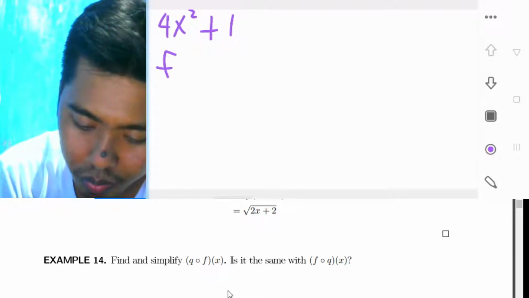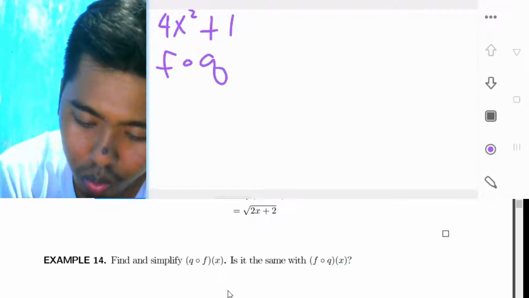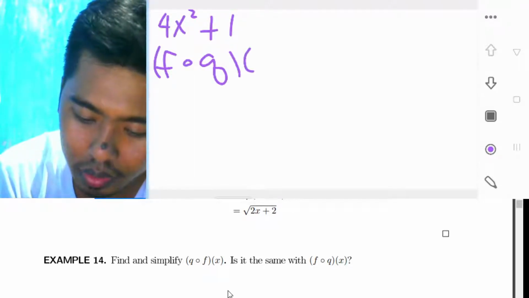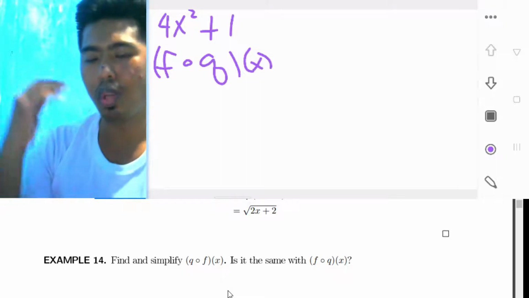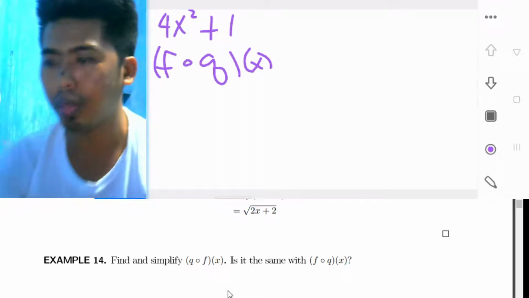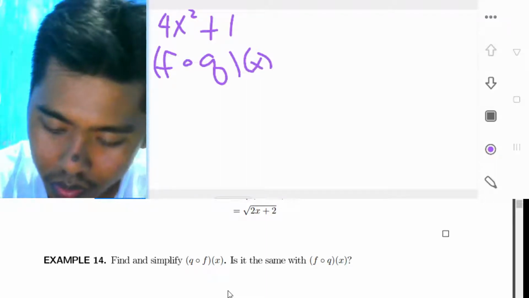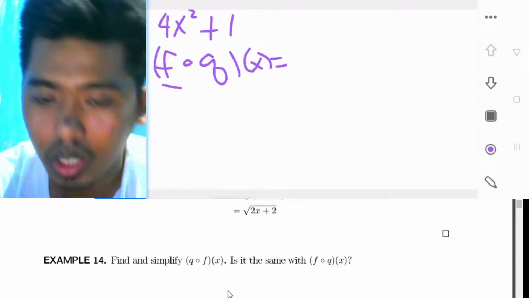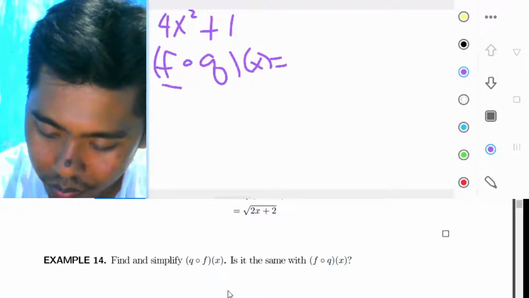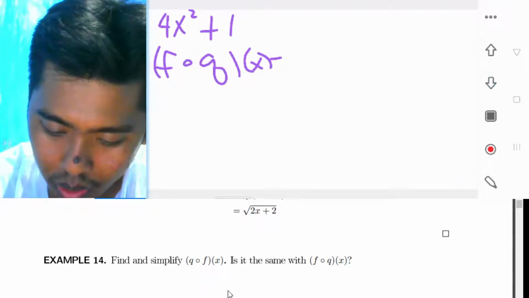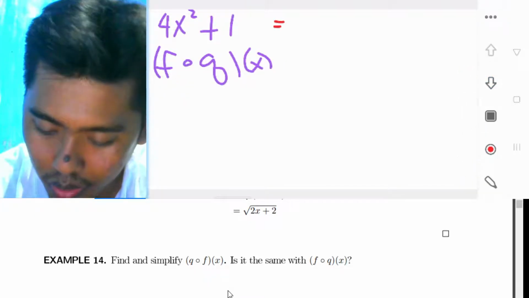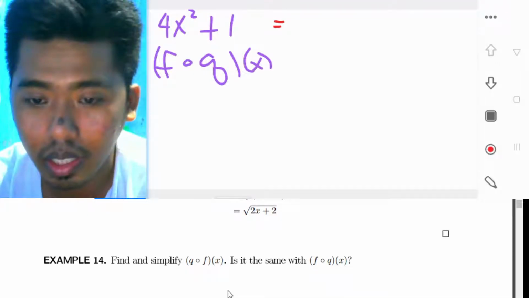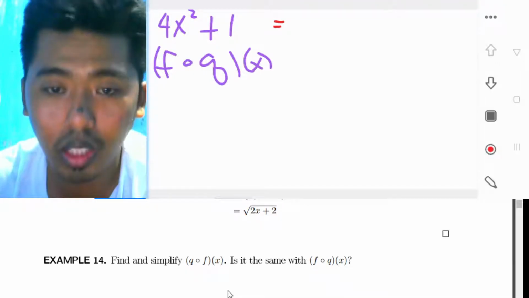Mo na atong gusto mahitabo sa f composite q of x. So mo na ang ato ang gusto i-prove kay mo na ang gusto sa atong problem. Okay? So this would become, since f ang nauna, so si f ang atong iuna. So let me put it here, this area, para taas tag kanang padulungan sa ubos. So let's start with f.